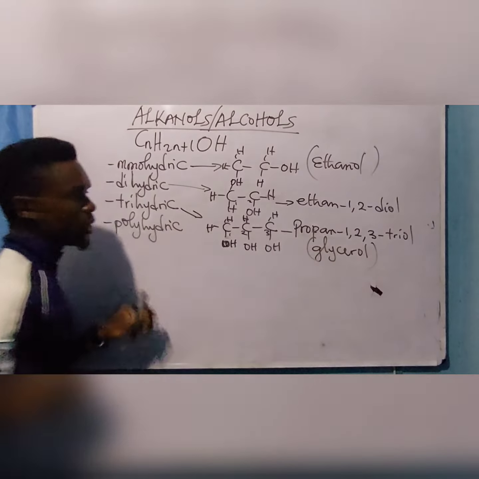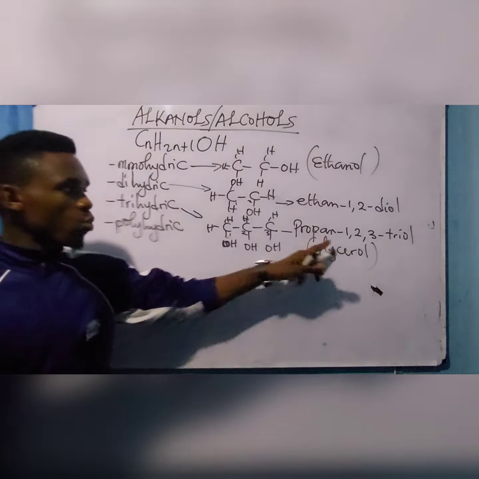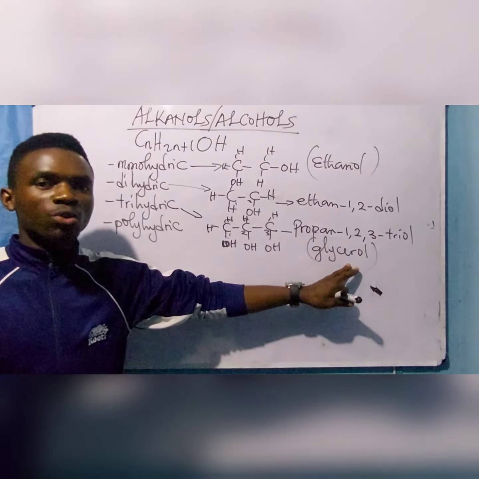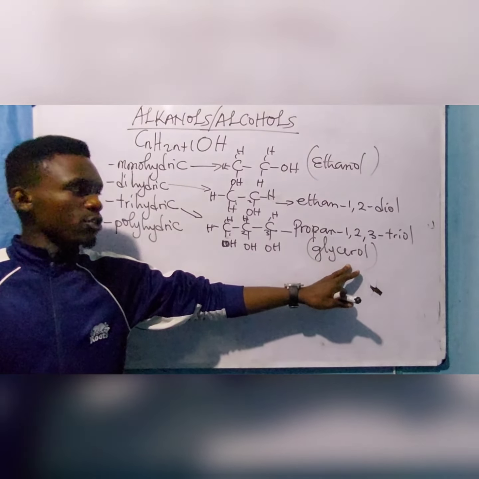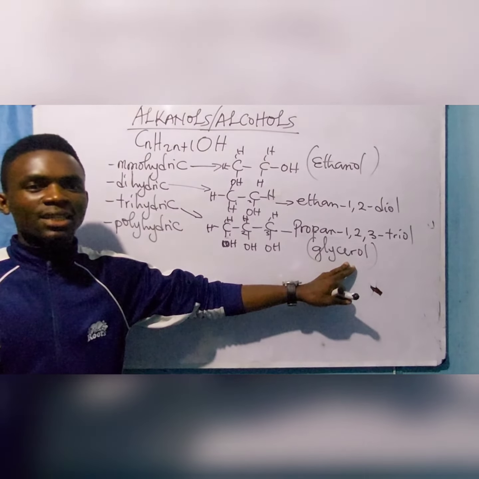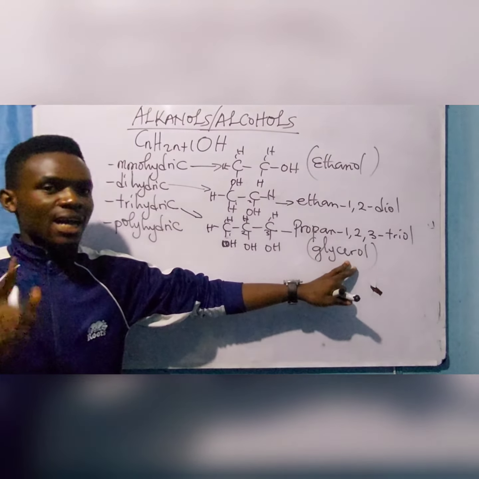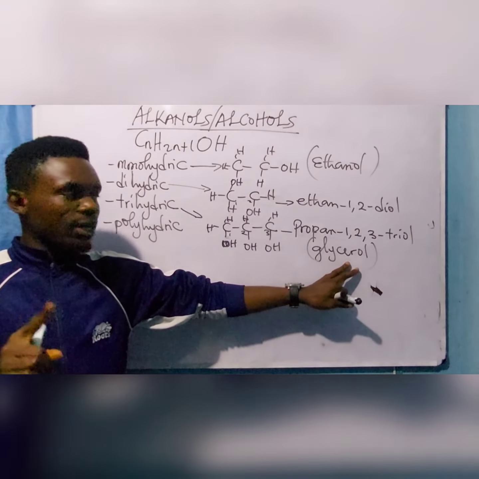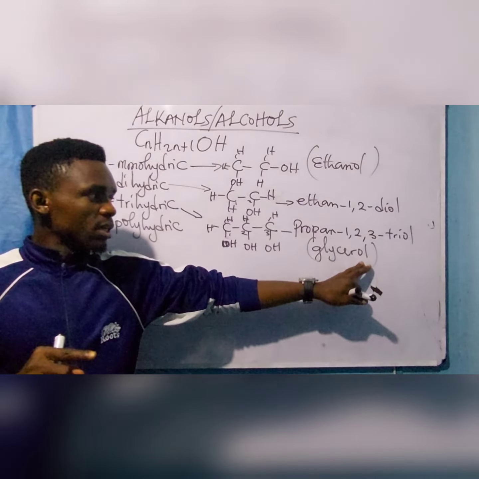Another name for propane 1, 2, 3 triol is called what? Glycerol, and it is produced during what? A saponification reaction. A reaction between an ester and an alkali. Okay, that is what a saponification reaction does, to produce alkanoic acid and an alcohol.